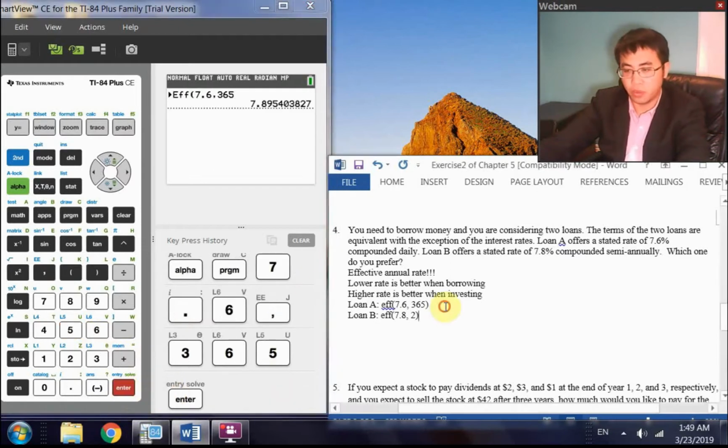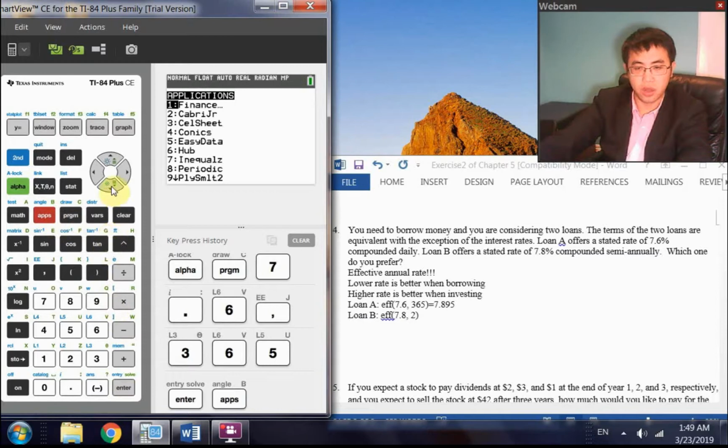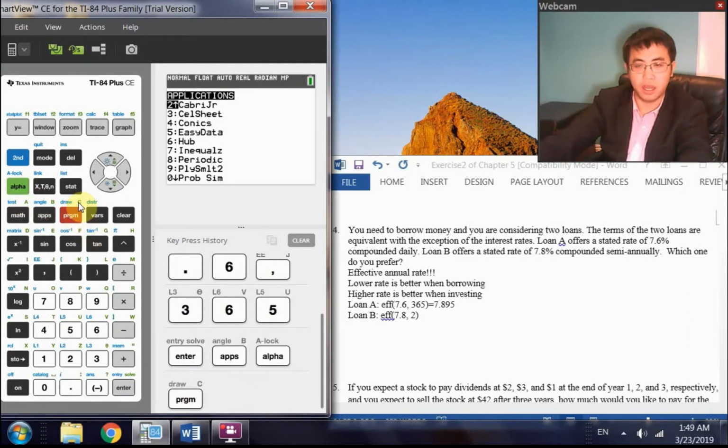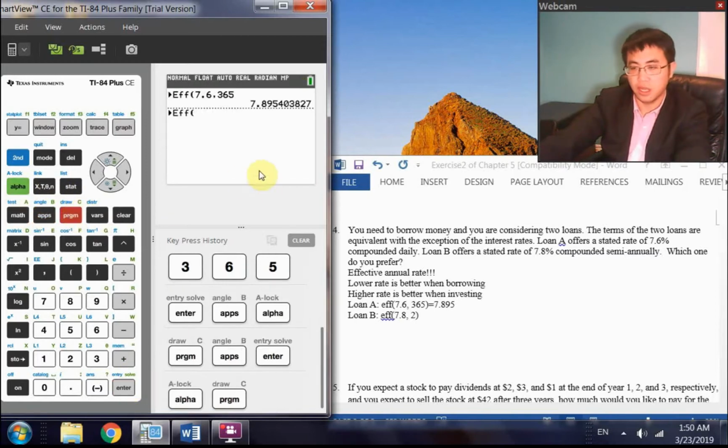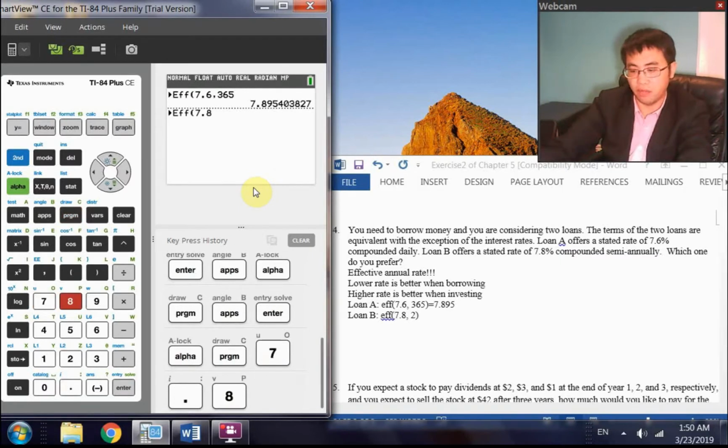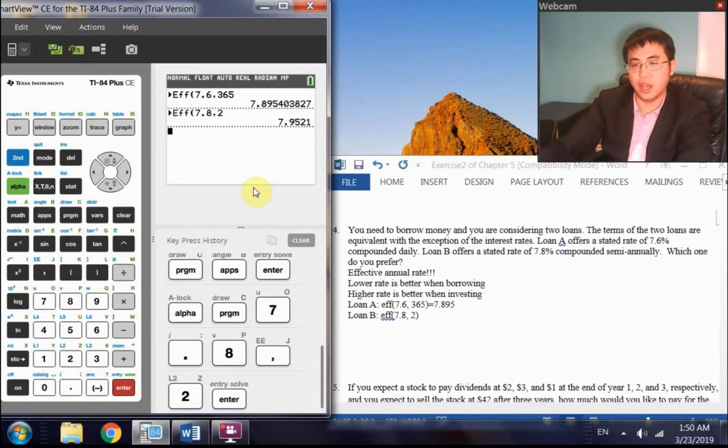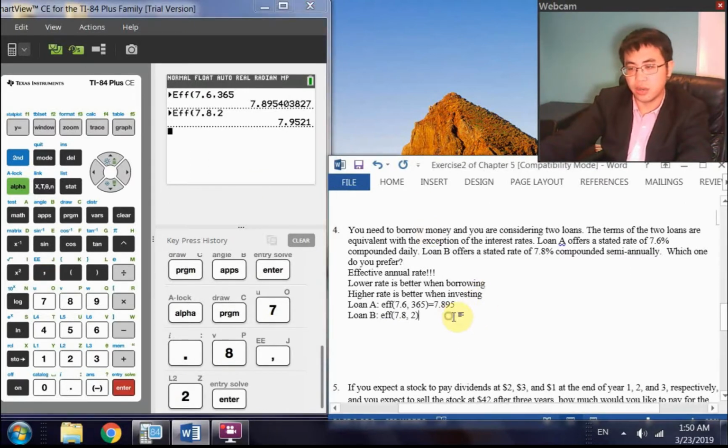Okay, so the rate would be 7.89%, or 7.895%. And if I do the same thing for loan B, then hit apps, then I can scroll all the way down, or just alpha program to get option C. Oops. So apps, finance first, and then alpha program to get option C. And then the rate is a 7.8 for the stated, and then the frequency is 2, then hit enter. So right here my effective rate is 7.95%, 7.952%. So that basically still means that loan A is the better one because the effective rate is lower than loan B.